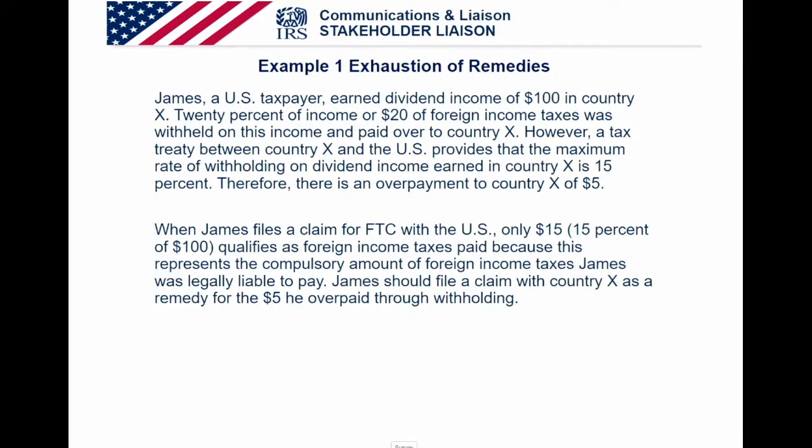Be aware that competent authority is only available by treaty. It's not an option in all situations. So please check each specific tax treaty between the U.S. and the foreign country in question.